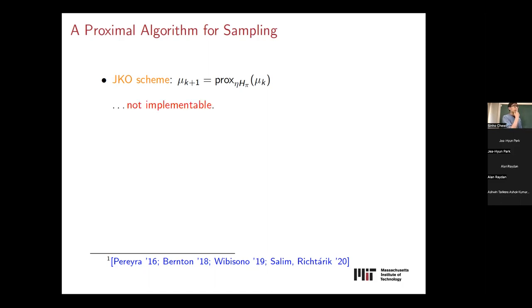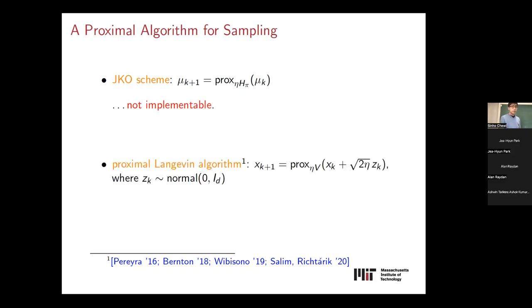But the issue with this scheme is that it's not implementable, because a single evaluation of this proximal operator requires solving an optimization problem over the space of probability measures. It's not really any easier than the sampling problem we're trying to solve. There's another approach, which is called the proximal Langevin algorithm. This is just trying to incorporate the proximal mapping into the Langevin algorithm. So instead of taking a gradient step on V, as we would do for the Langevin diffusion, we instead replace it with the proximal mapping for V.